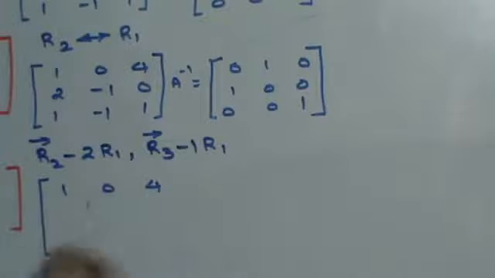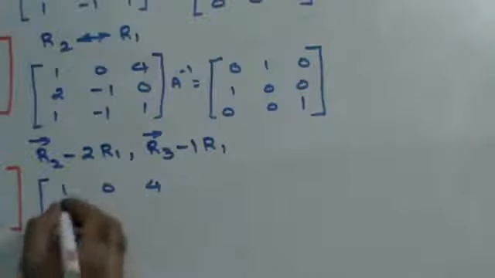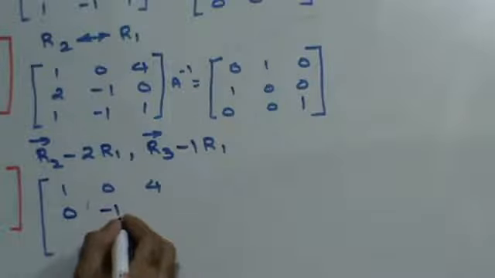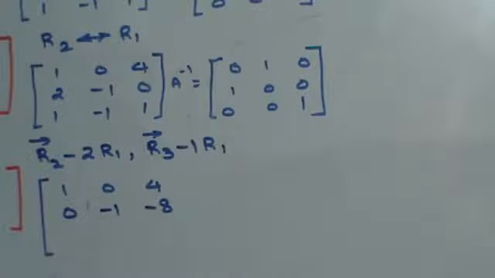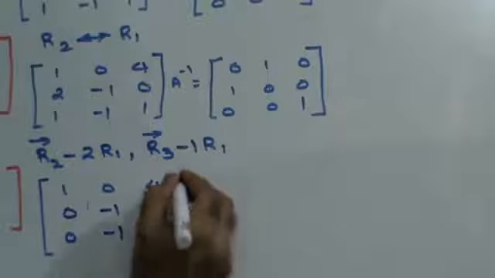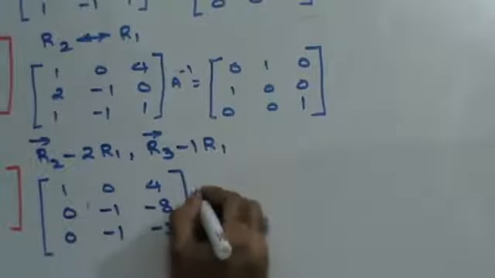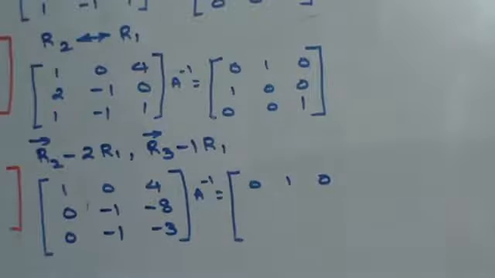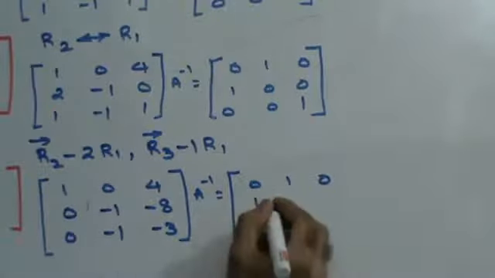1, 0, 4. 2 minus 2, 0. Minus 1 plus 0, minus 1. 0. Minus 8. Minus 8. Then 1 minus 1, 0. Minus 1 minus 0, minus 1. 1 minus 4. 1 minus 4, minus 3. A inverse is 0, 1, 0. 1 minus 0, 1, 0.